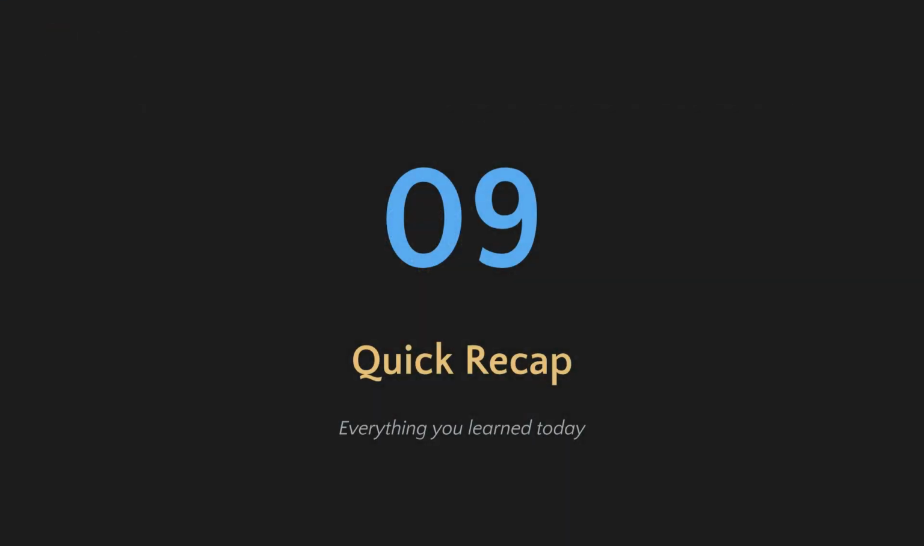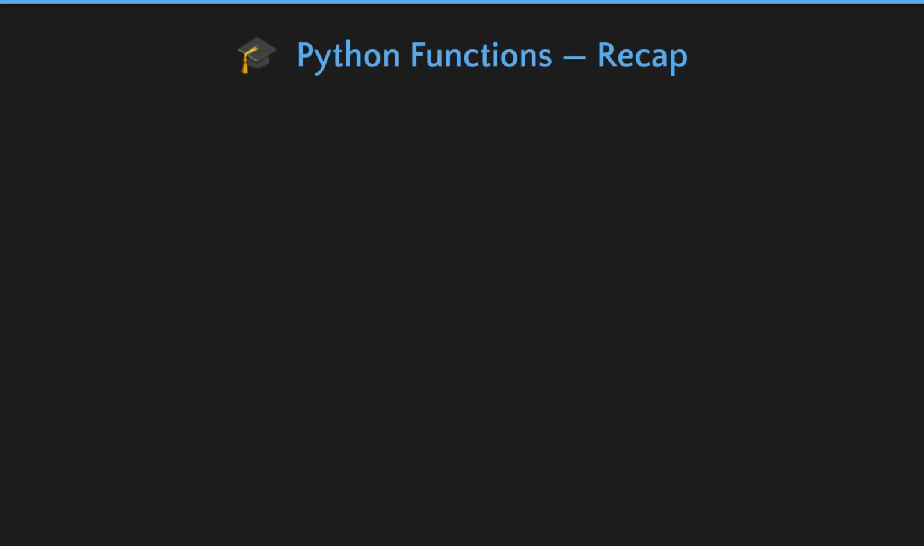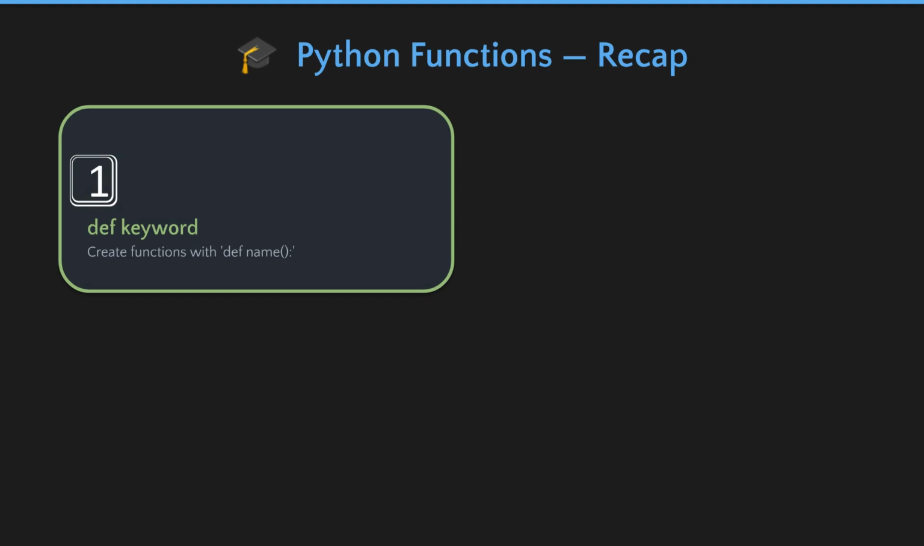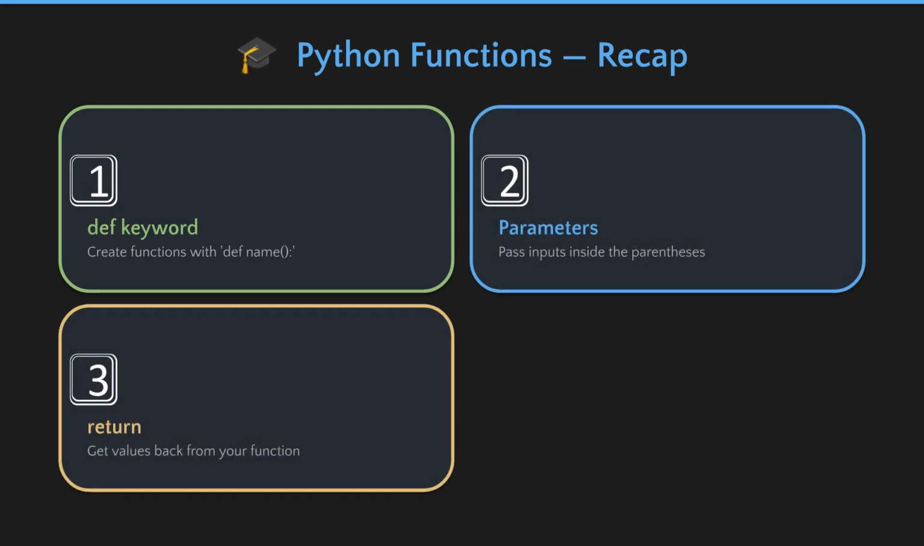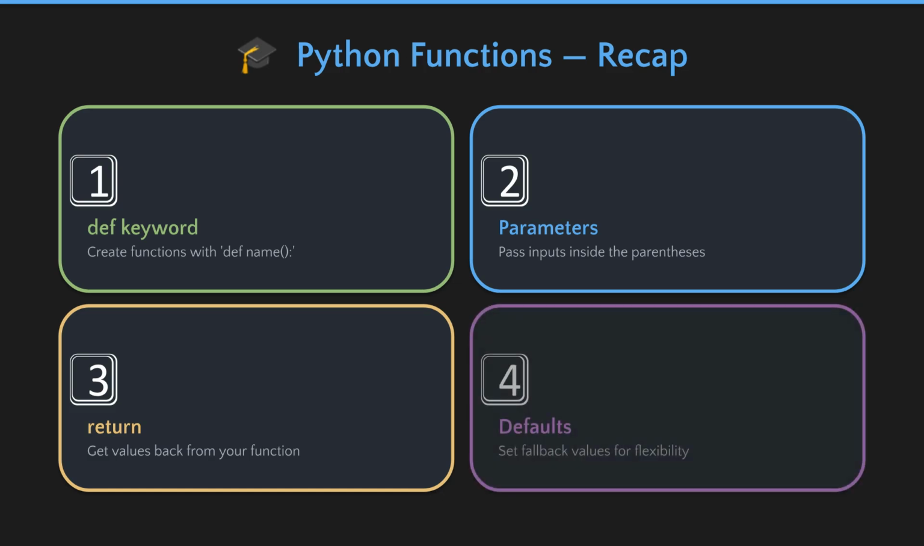Let's quickly review everything we covered in this video about Python functions. We learned how to create functions with def, pass inputs using parameters, retrieve values using return, and make our functions flexible with default parameters. These 4 pillars give you all the tools you need for automation.